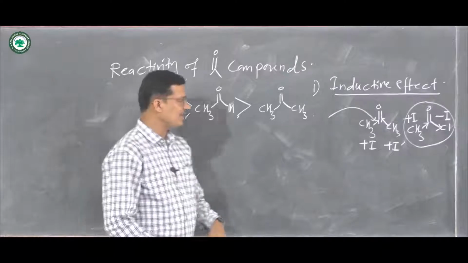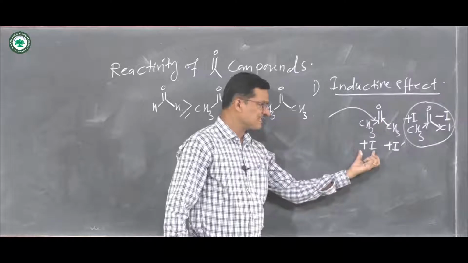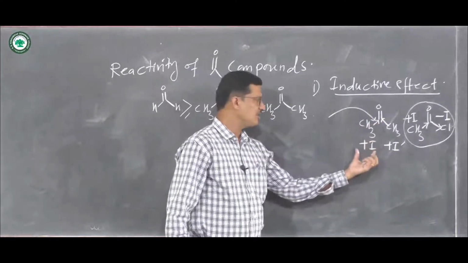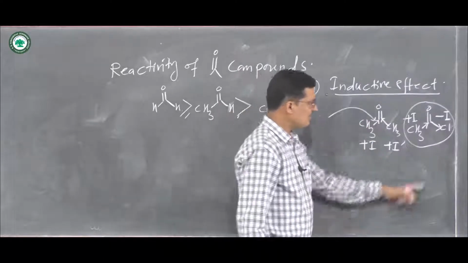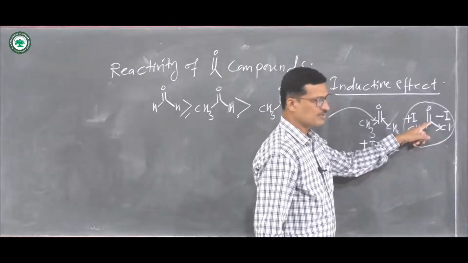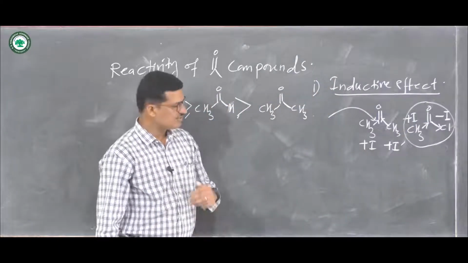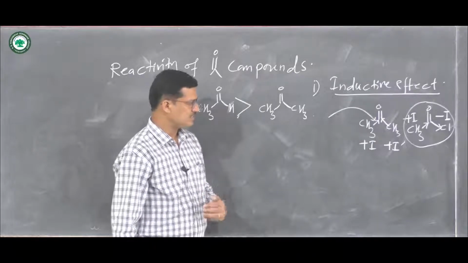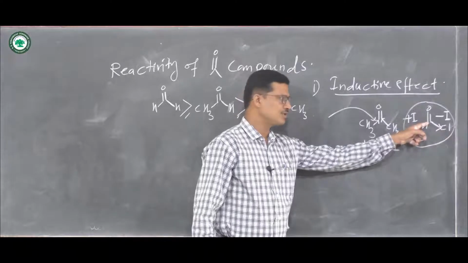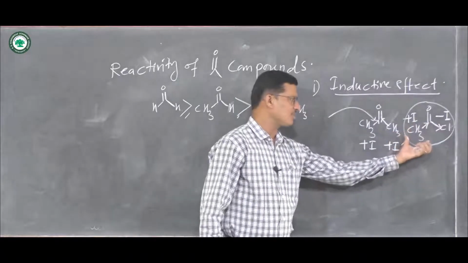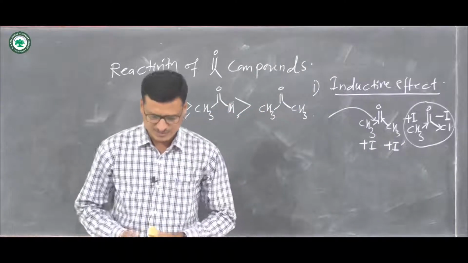When electron donating groups that give the plus I effect are attached to the carbonyl carbon, the reactivity decreases because the positive character of the carbonyl carbon decreases. When electron withdrawing groups are attached, they pull electrons from the carbonyl carbon, so the positive character increases, meaning electrophilicity is more and more, and in such cases this carbonyl carbon has more reactivity towards a nucleophile. So this is the first effect, the inductive effect.